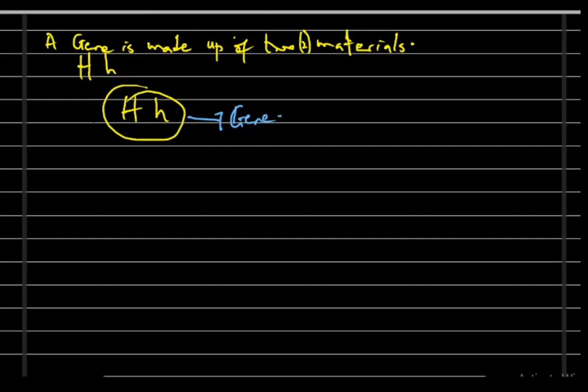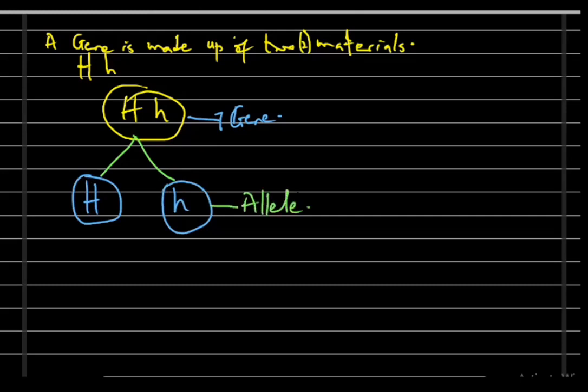Now, each of these can be divided. We could split each of these into this, where we'll be having capital H and small h. So each of these ones here now is what we refer to as the allele. So we have two types of alleles. In heterozygous traits, we usually have the dominant and the recessive allele. So this one here is the dominant. It is also always expressed in the gene, while the small is recessive. It is not usually expressed in the gene.